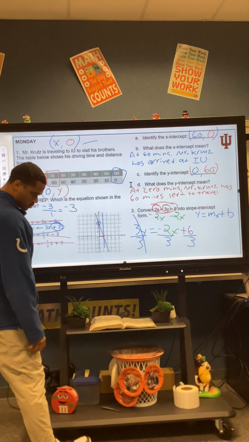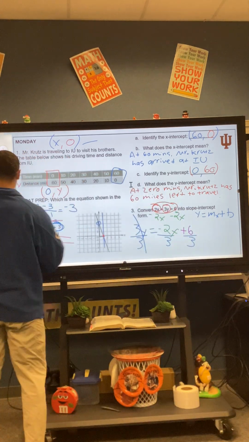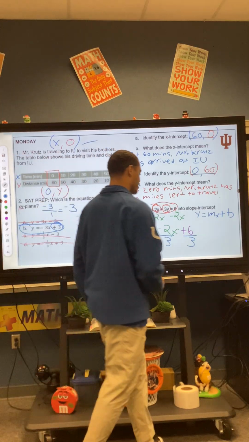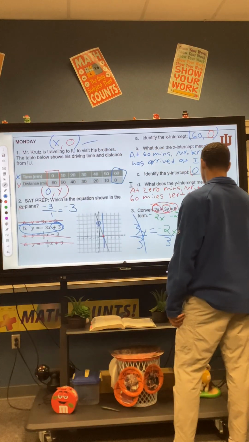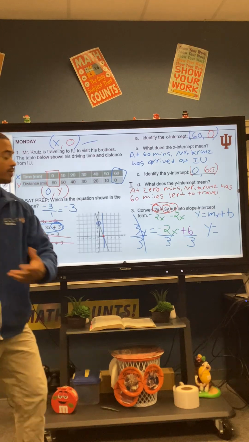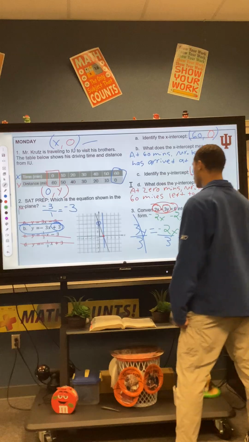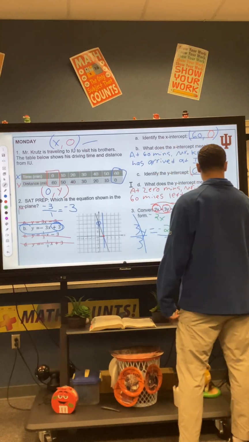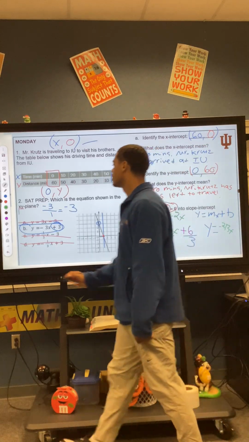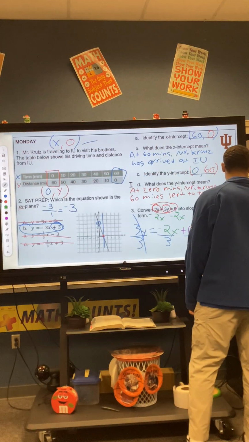Cancel. We're just going to leave it with y equals. Remember, when we graph, you want to leave it in a fraction because that'll help you out. -2/3x plus 2, because 6 divided by 3 is 2.